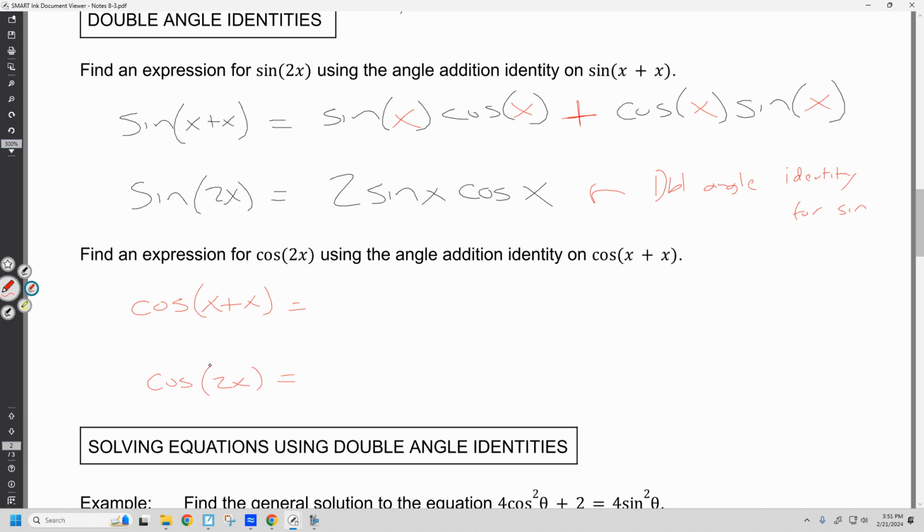Sine, cosine, cosine, sine, cosine, cosine, sine, sine.